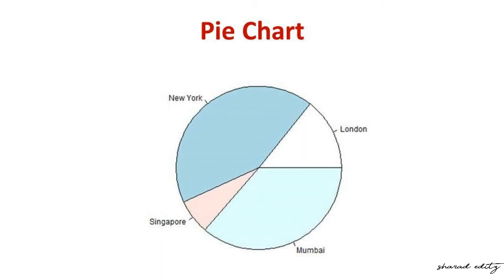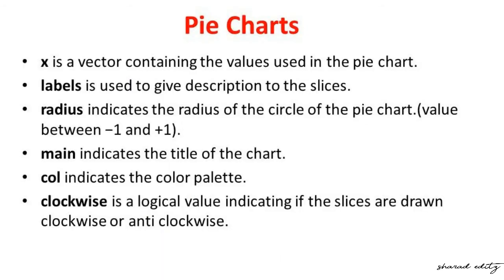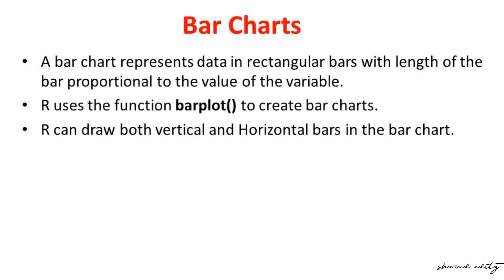The basic syntax of creating a pie chart is as follows. Here x is a vector, labels is used to give the description of the slices, radius indicates the radius of the circle, main indicates the title of the chart, and col represents the color palette. Next we can also add the title and the color to the pie chart. Different parameters can be used.